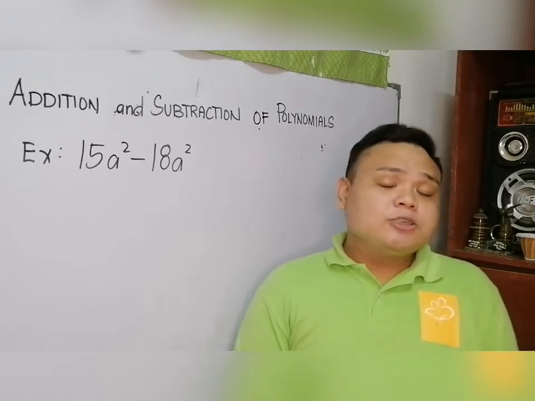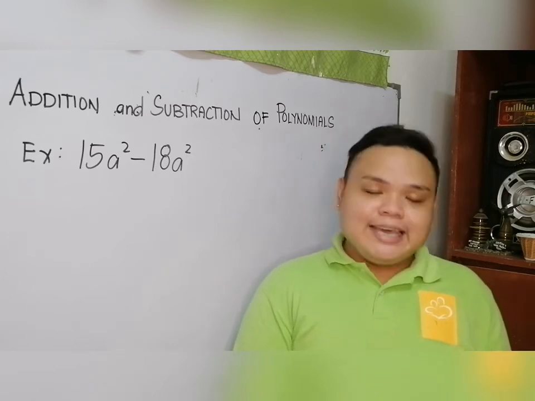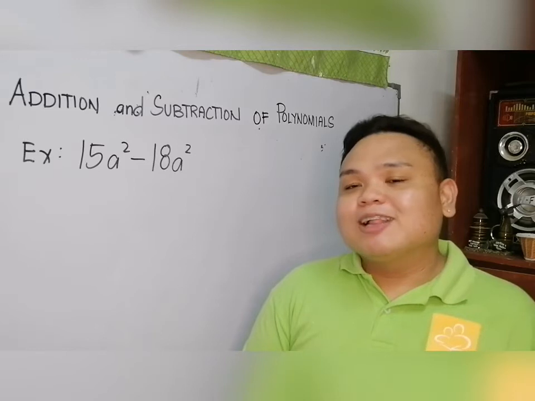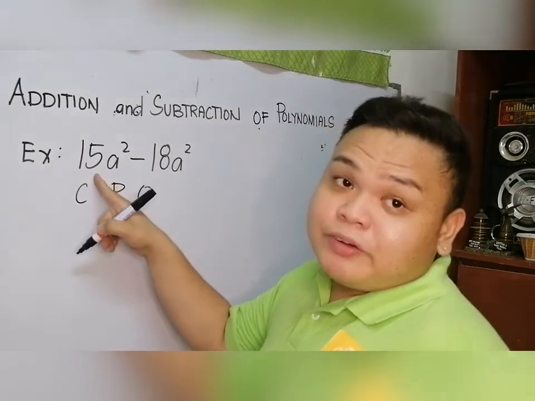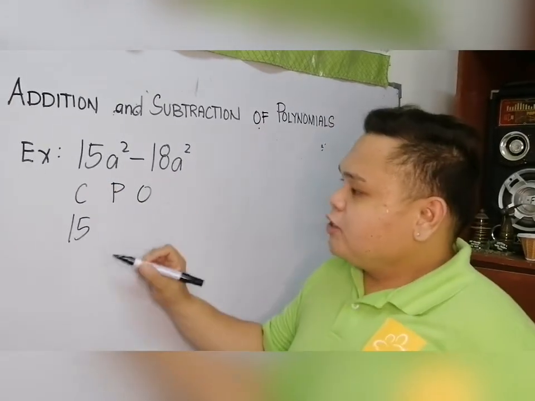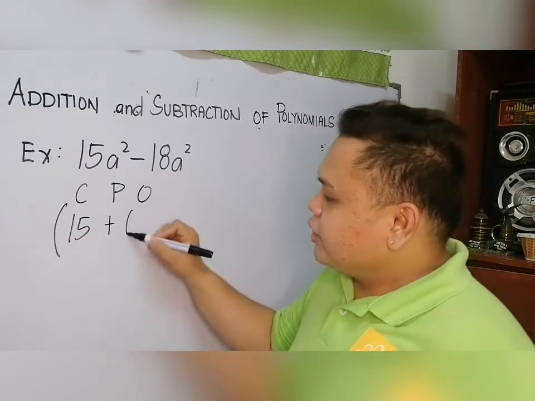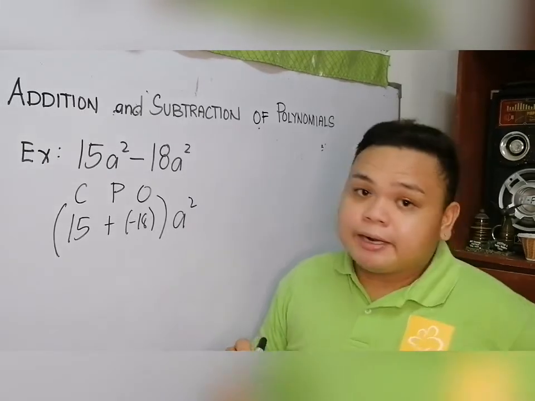In this case, we can actually use the process of CPO that we had when we were subtracting integers. We will just apply CPO for the numerical coefficients. You have here CPO. Copy the first numerical coefficient, which is 15. Change the minus sign to plus. And then get the opposite of 18, which is negative 18. And then we copy a squared.